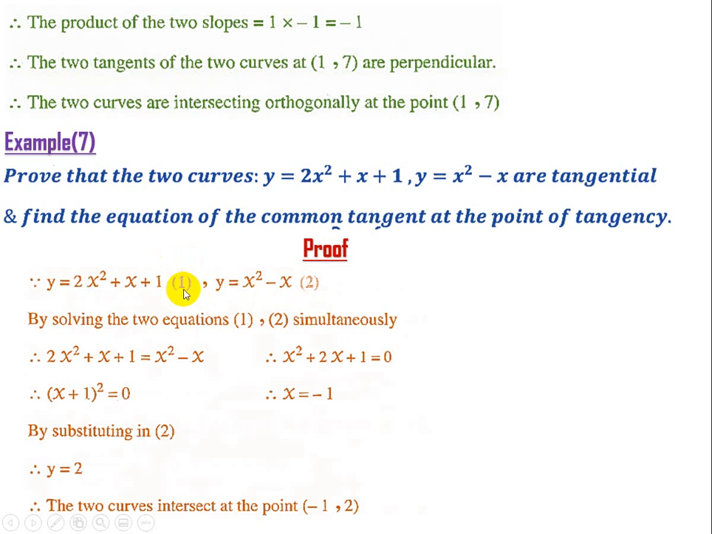Solving the two equations simultaneously, you will have x squared plus x plus 1 equals x squared minus x, which means x squared plus 2x plus 1 equals 0. After factorization, x equals negative 1. By substituting in equation 2, y equals 2. So the two curves intersect at the point (-1, 2).